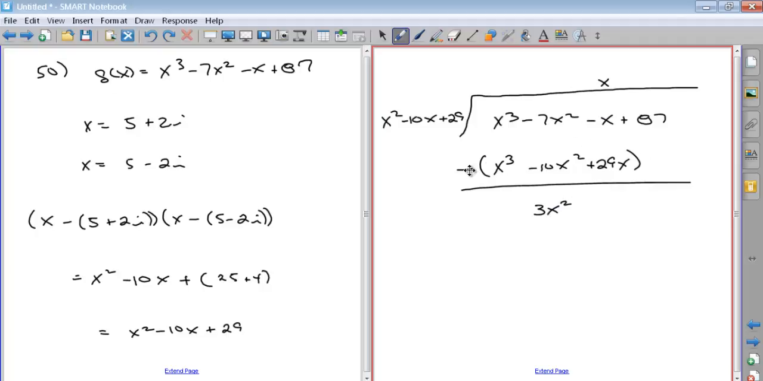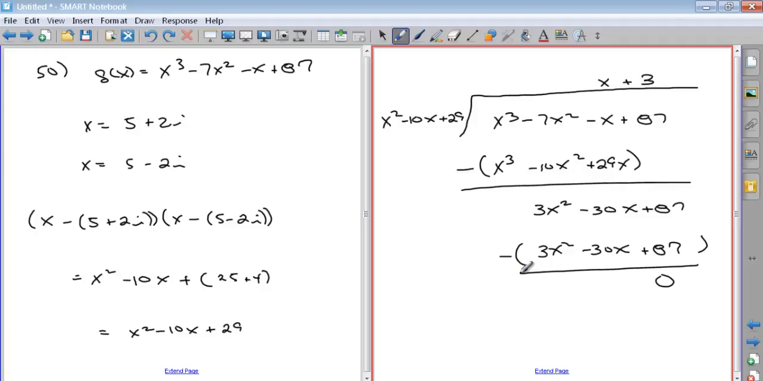Here we have -1 minus 29, so that's going to be -30x, and then you bring this down plus 87. What do you need to multiply x squared by to get 3x squared? Well, it's plus 30. So you multiply that, you get 3x squared minus 30x plus 87. But you're subtracting that, and you get 0. So the remainder is 0.